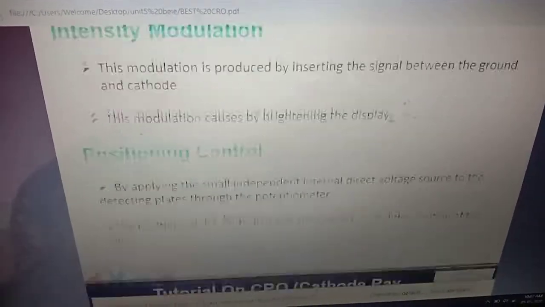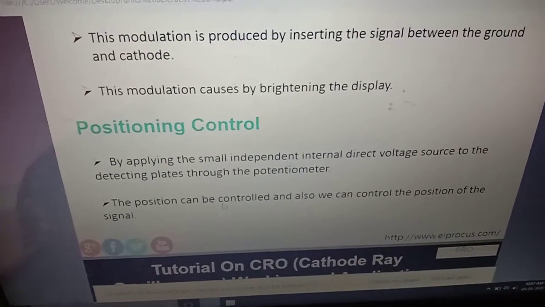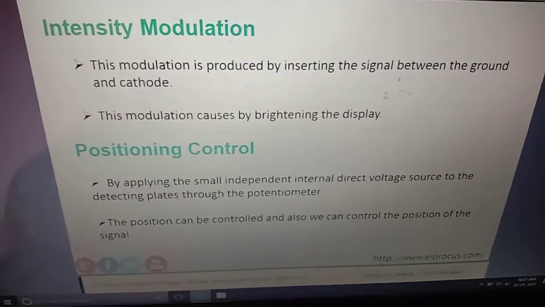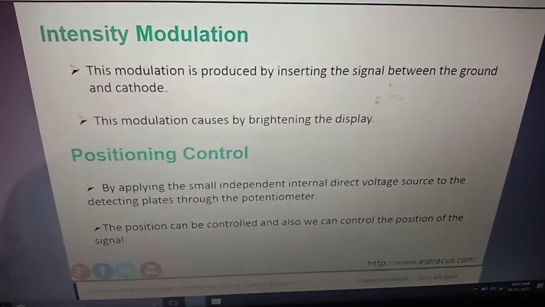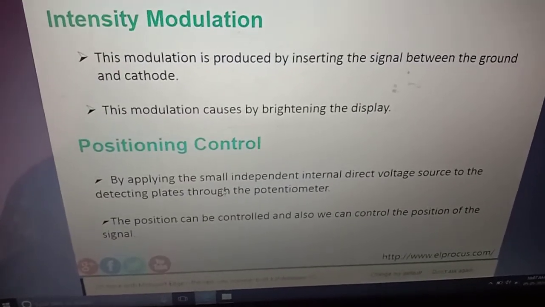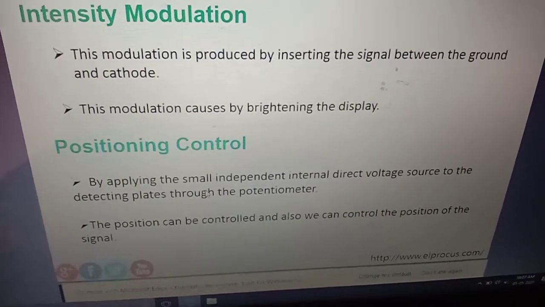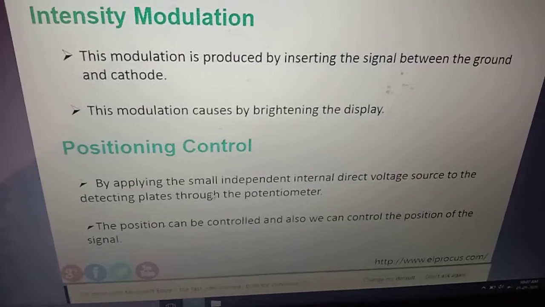What is the purpose of intensity modulation? The intensity modulation is produced by inserting the signal between the ground and the cathode. The modulation is caused by brightening the display. When we are brightening the display, it is nothing but the intensity modulation being increased.